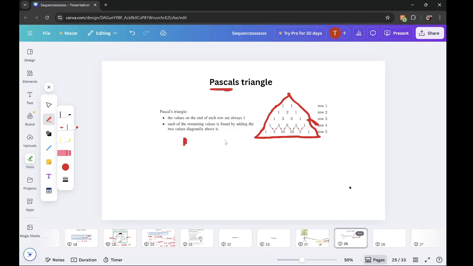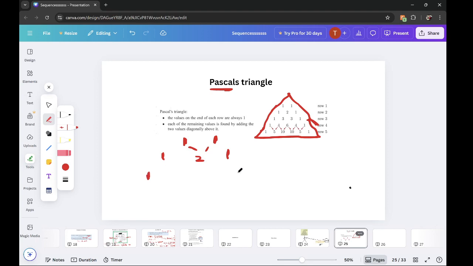So let's start off with a 1 and 1. And then we add another 1 and another 1. But we want to fill out this middle part. We don't want this to be empty. We want everything to be filled out. So we add these two values that we have over here. So 1 plus 1 becomes 2.